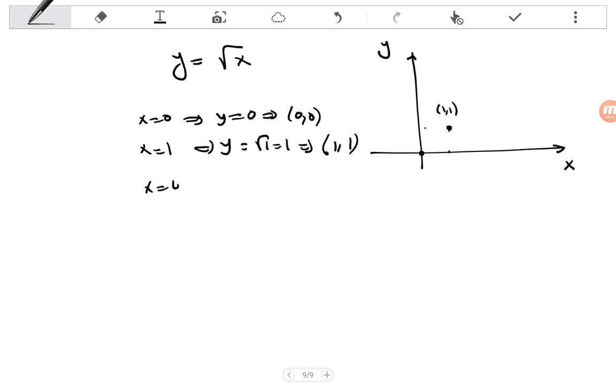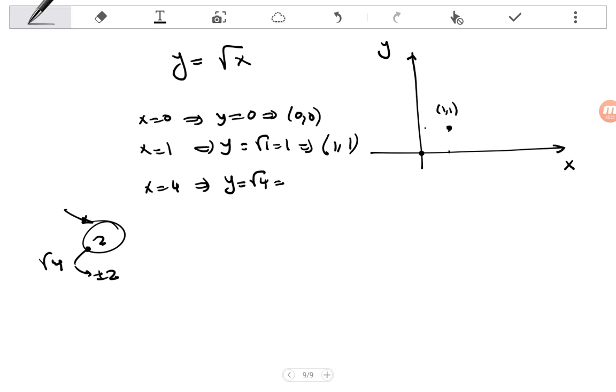If I have x equal to 4, y will be root 4. What is root 4? Is it 2, or plus or minus 2? Root 4 is 2 only, the positive value only, and we'll learn in detail why. When I say the square root of a number, that gives me only one value, which is the positive value.